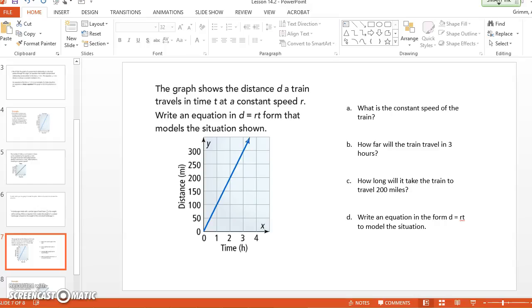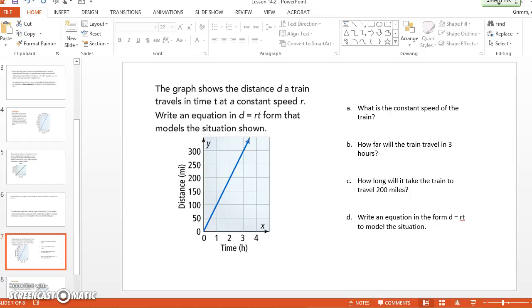All right. Okay. So the graph shows the distance d a train travels in time t at a constant speed r. Write the equation. Now, if I say d equals rt, that is the same thing as y equals mx. There's 3 variables. It's the same form. We can use any variables we want. We could say a equals bc if we wanted. Okay, same thing.